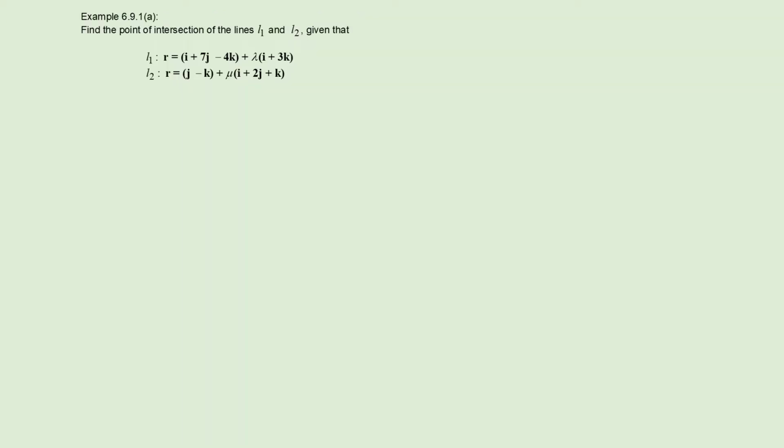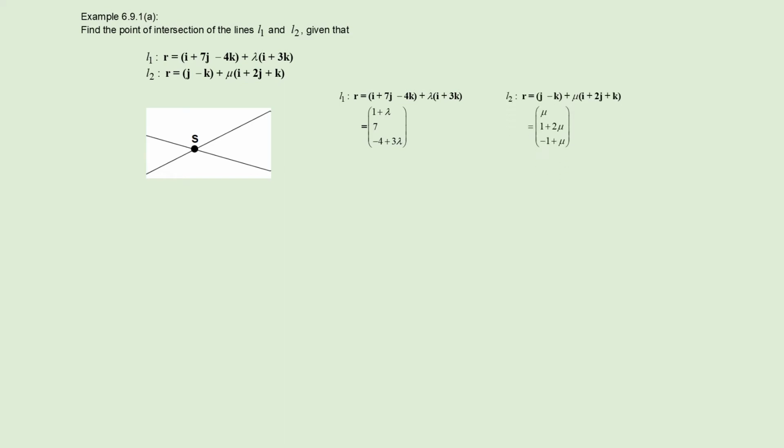Let's now look at this example. We want to find the point of intersection between the two lines. It's better that we write the vector equation in column form, so that when you put them together, it is easier for you to compare the components i, j, and k.